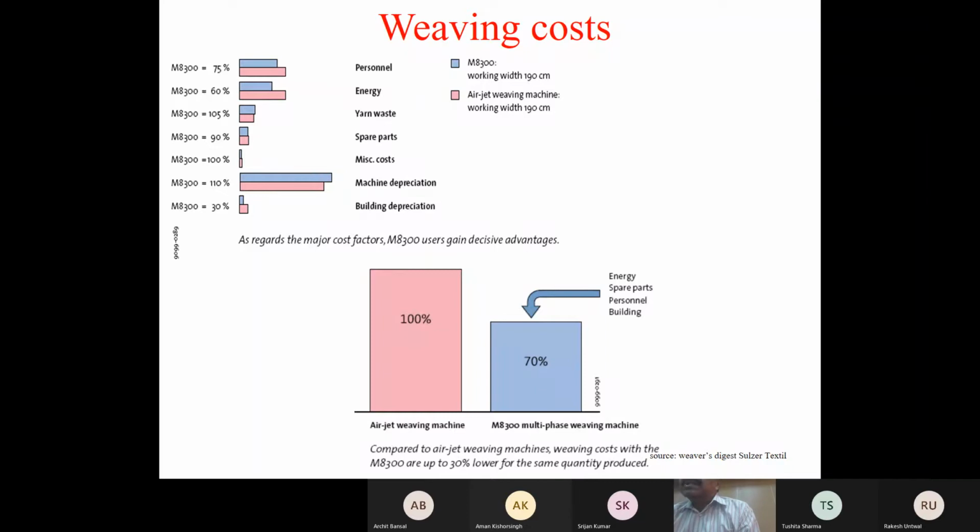So last class we discussed multi-phase weaving. A couple of slides are left from multi-phase weaving, then we will start multi-axial weaving. I have discussed up to this last class.